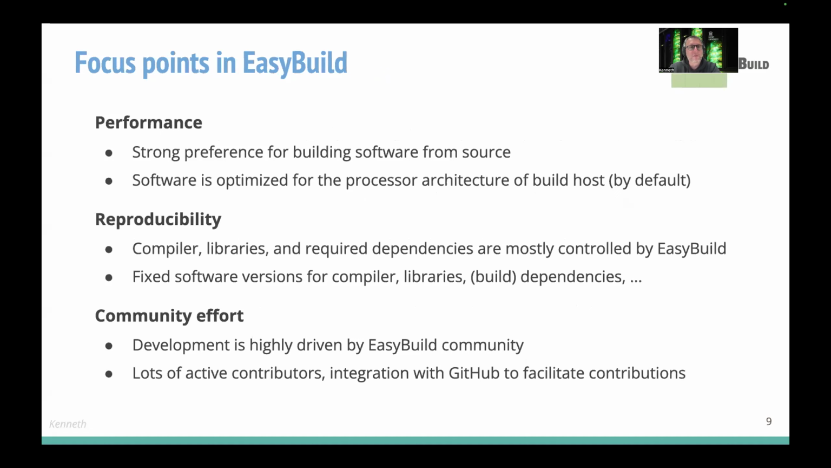There's three main things we focus on in EasyBuild. That's performance, reproducibility, and community efforts. So performance is, of course, we install software from source to make sure we optimize it for the host that it will be run on. We focus on reproducibility, so we want to make sure we have things under control in terms of which versions are installed and how those are installed. And community effort, we work together with anyone who's interested in working together on EasyBuild, and that way leverage each other's work.